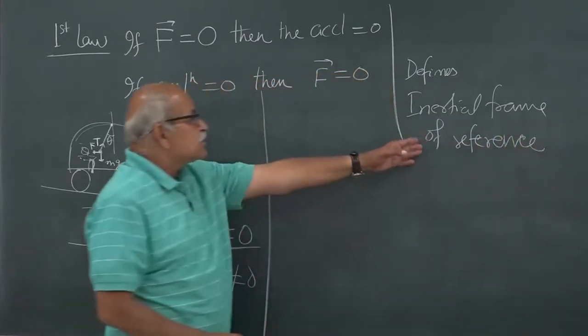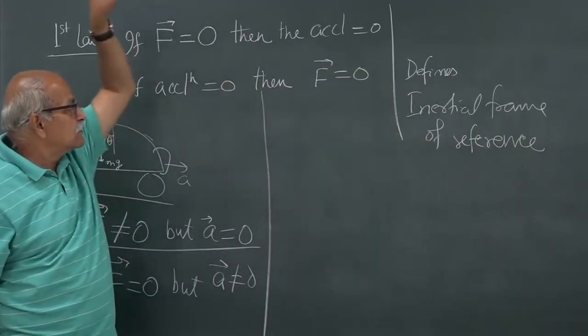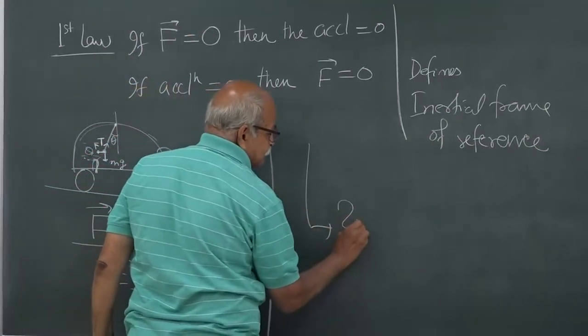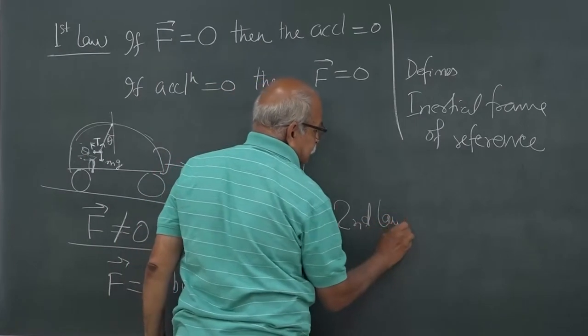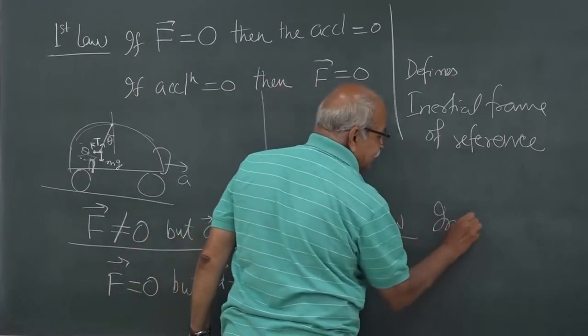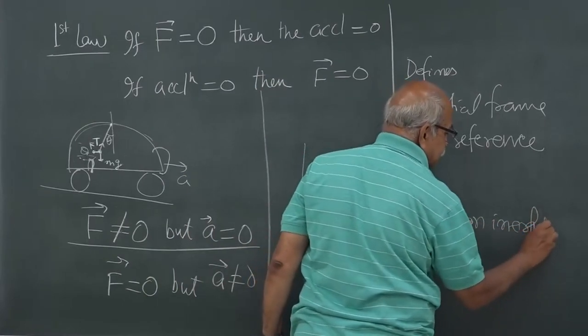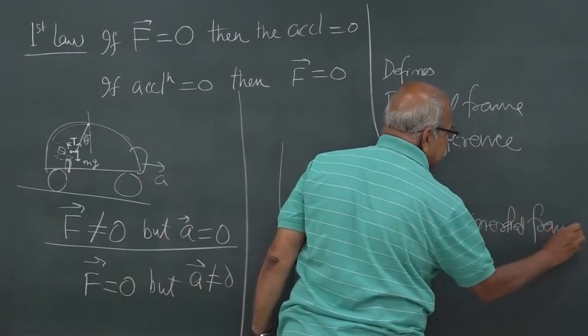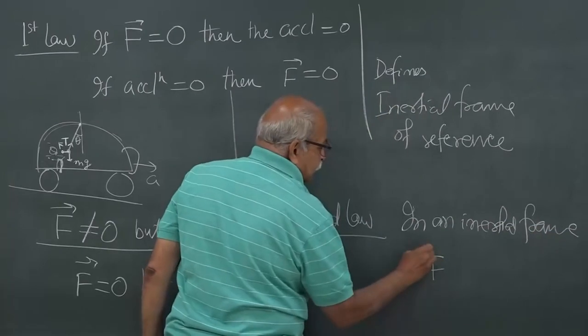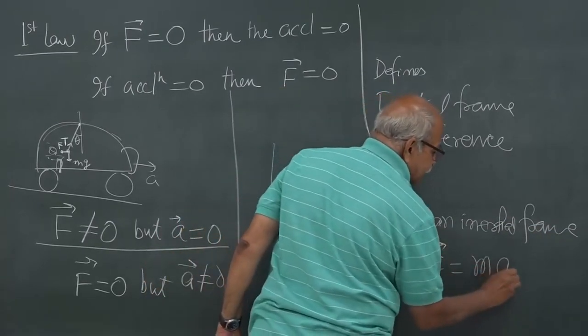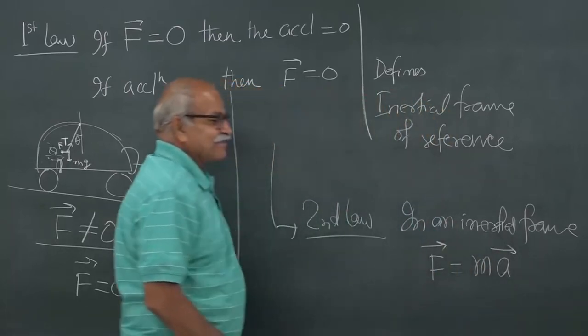And once the inertial frame of reference is defined from here, then we go to the second law. In an inertial frame, the net force on a particle is equal to the mass of the particle times the acceleration of the particle.